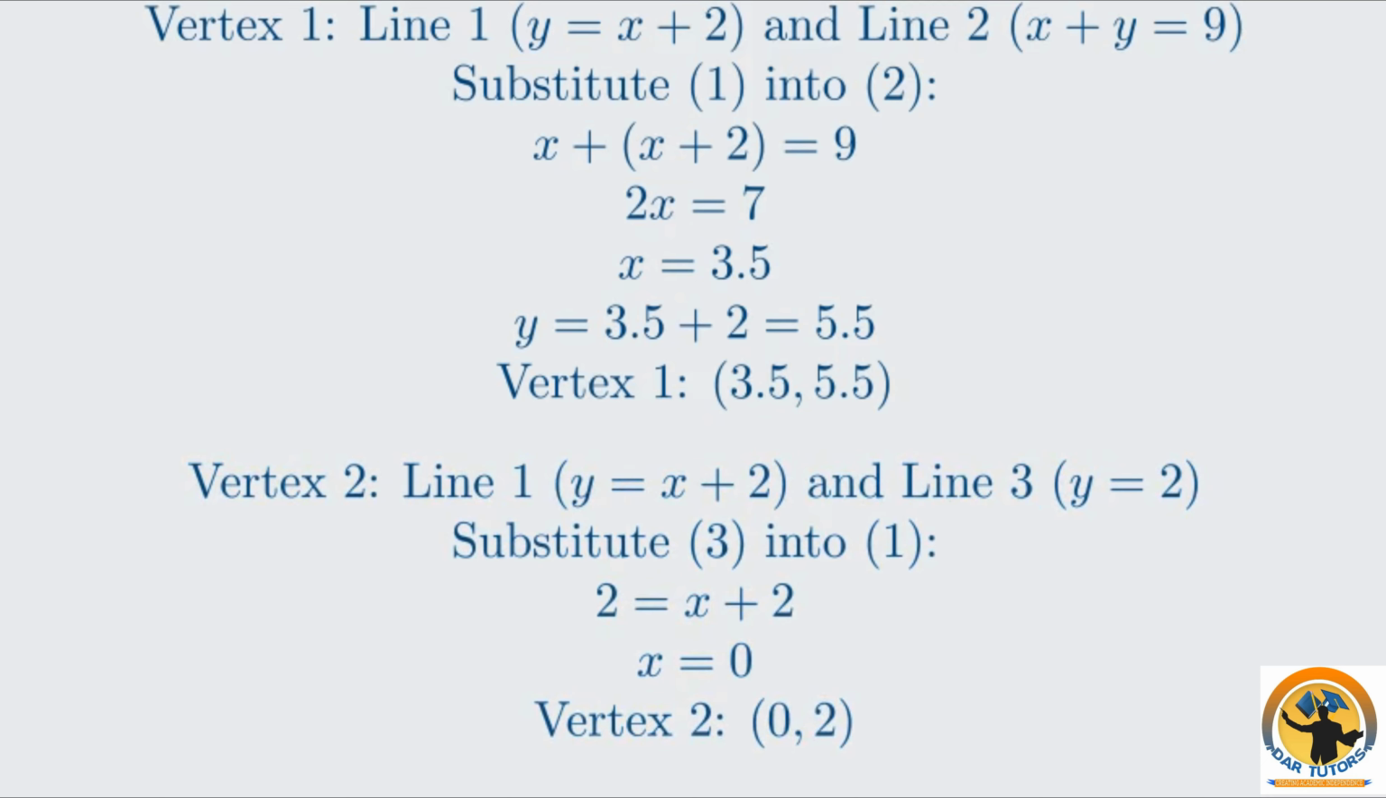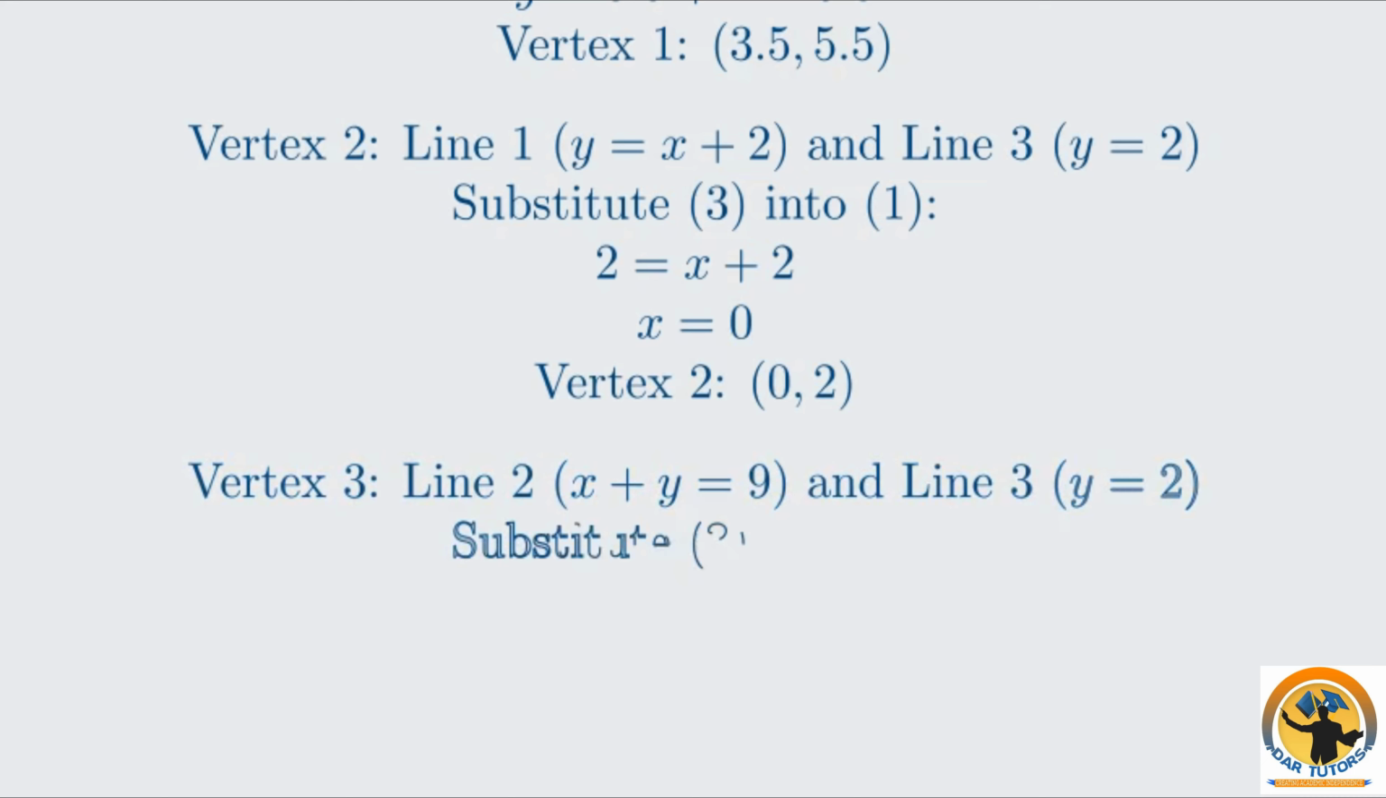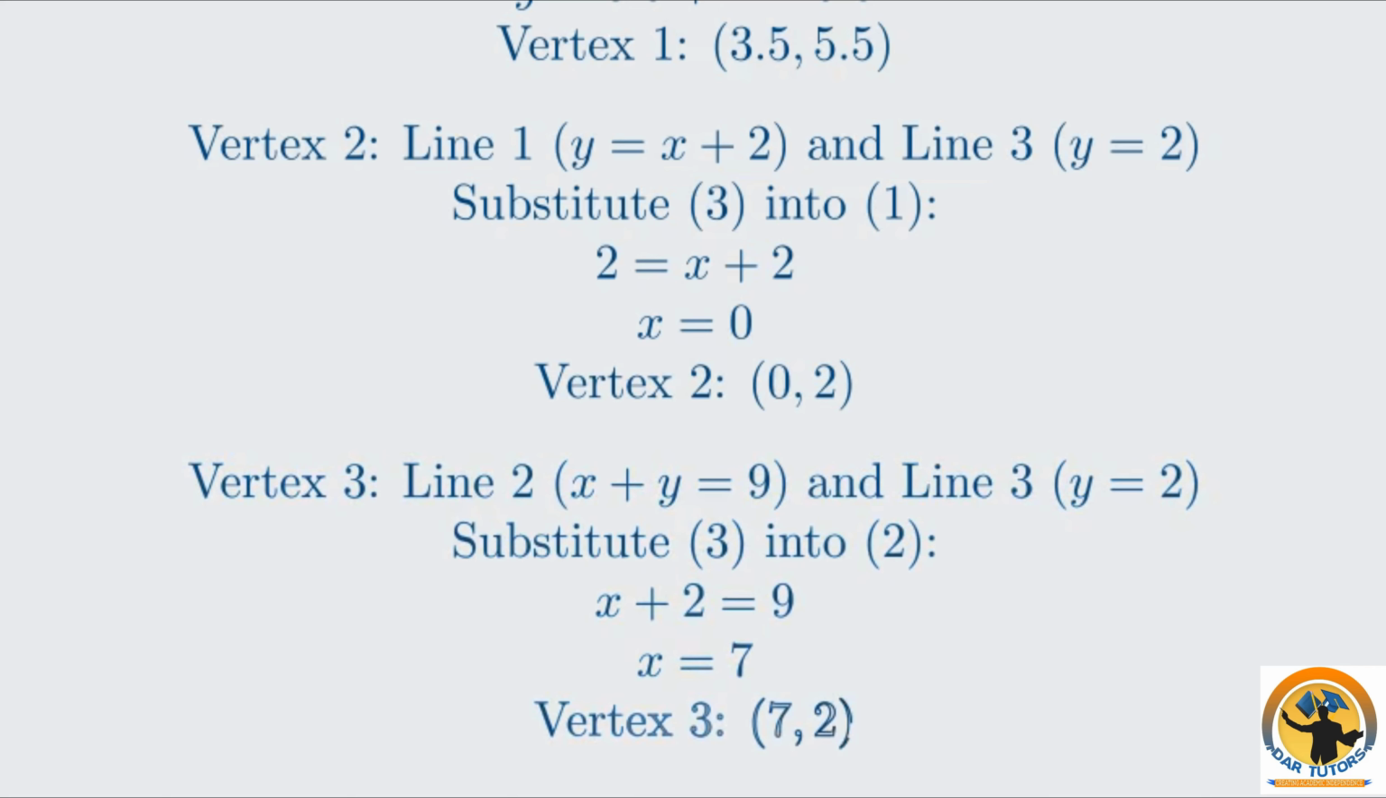And finally, the third vertex, the intersection of lines 2 and 3. We substitute y equals 2 into x plus y equals 9, which gives x plus 2 equals 9. This means x equals 7. The third vertex is (7, 2). We have our three vertices, (3.5, 5.5), (0, 2), and (7, 2). Now we find the area.